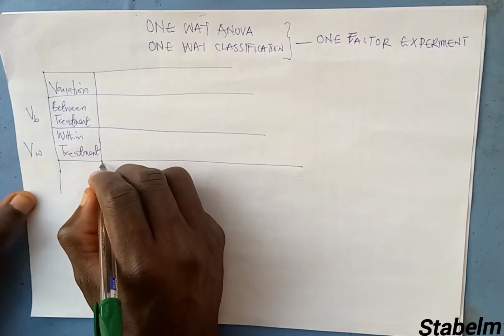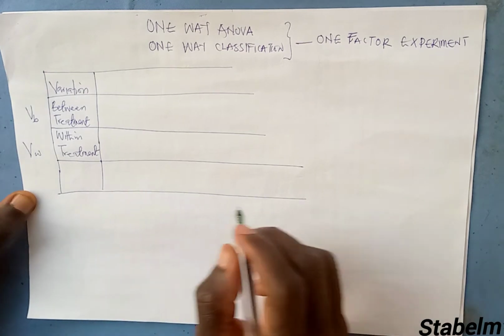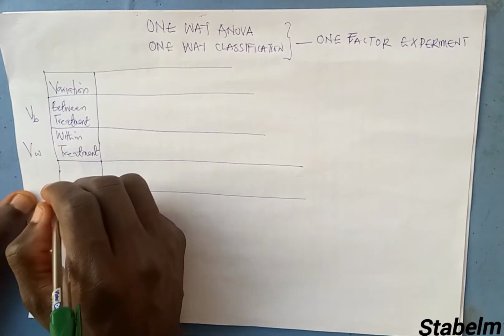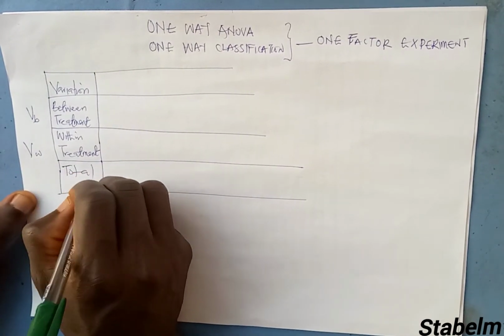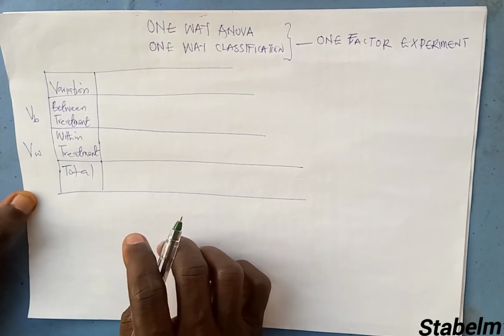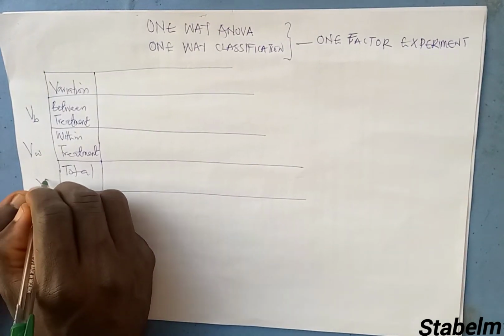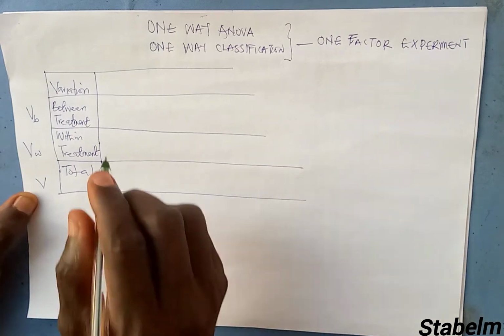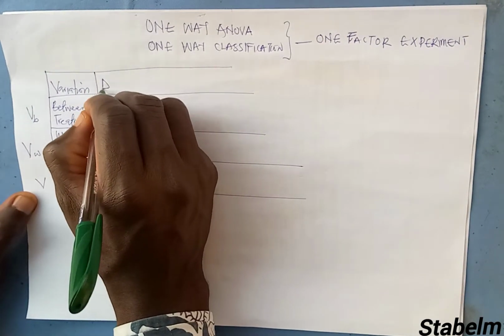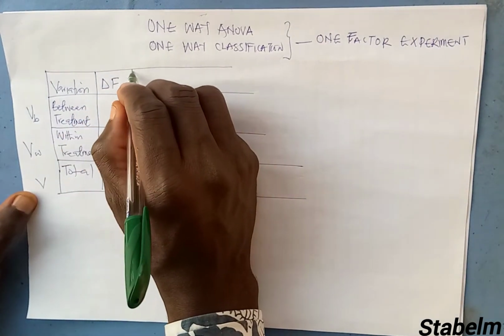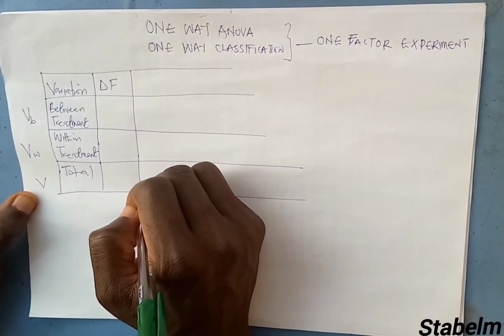Then finally here we have the total variation. We can just represent it with V. Now here we have degree of freedom. The second column will contain the degree of freedom.